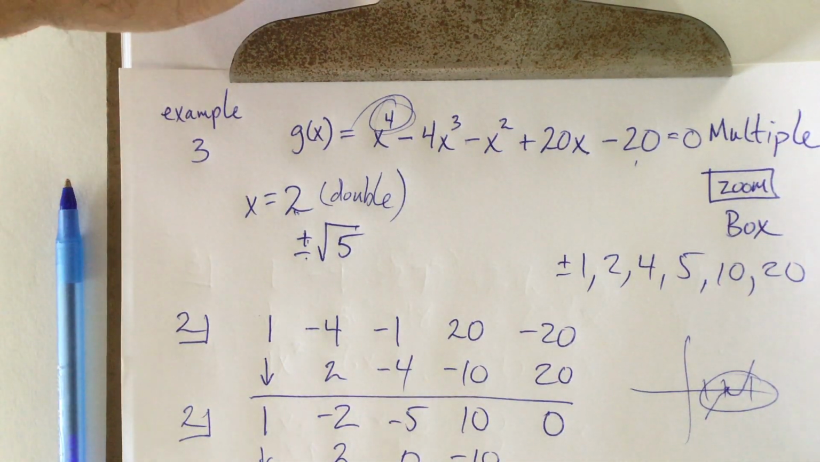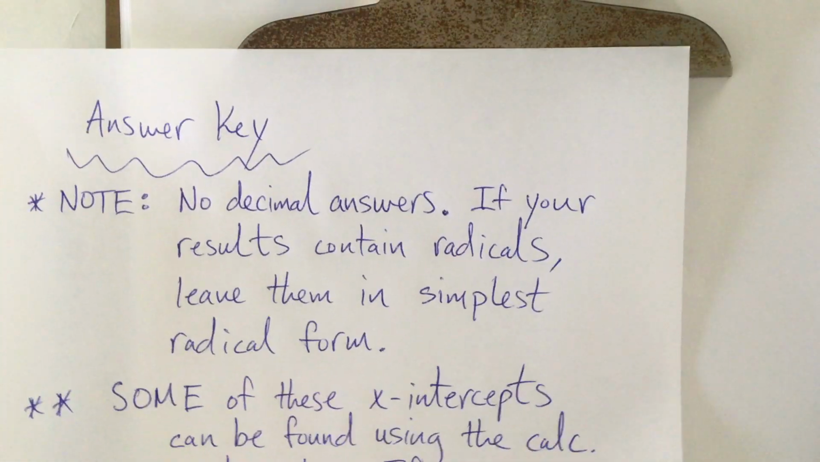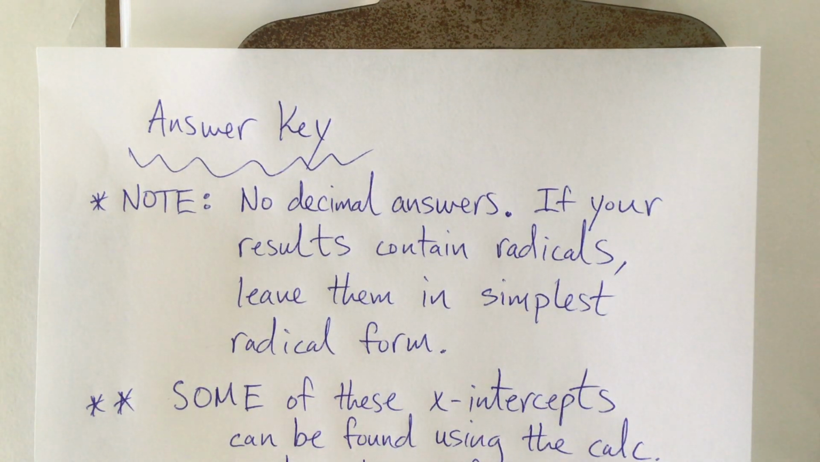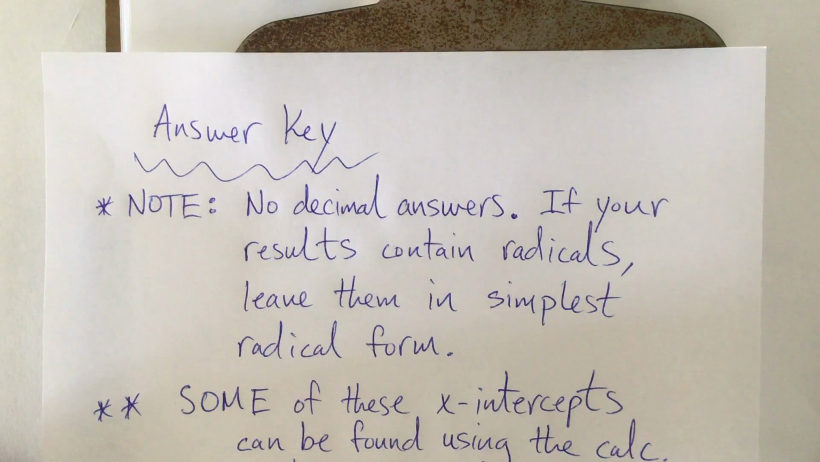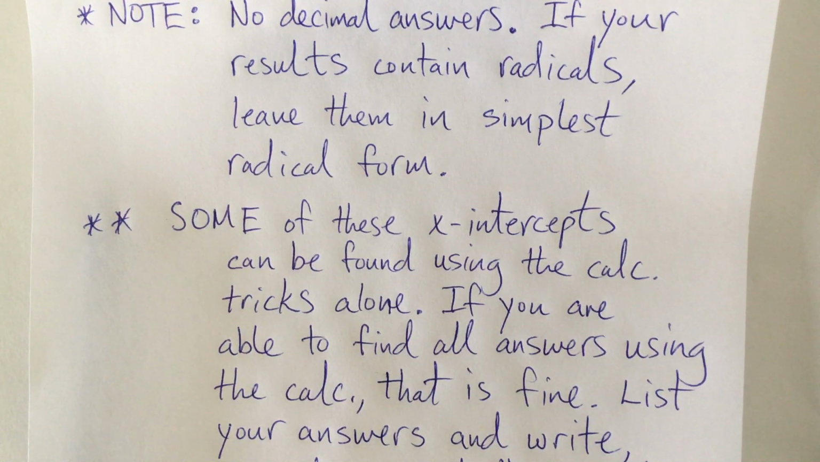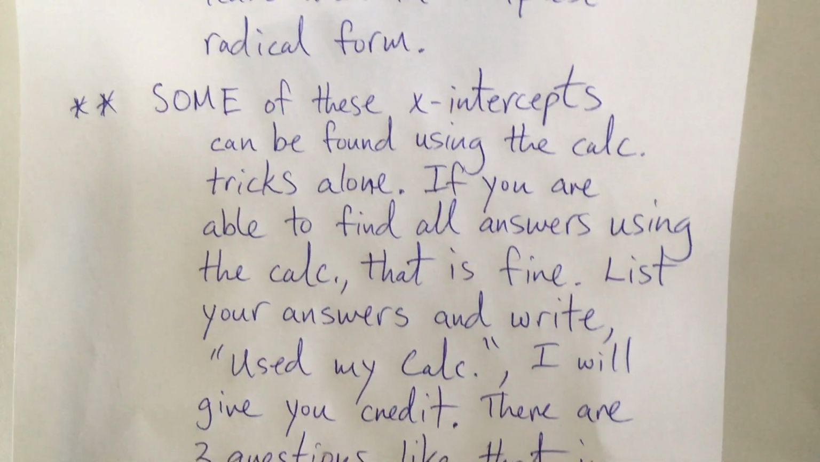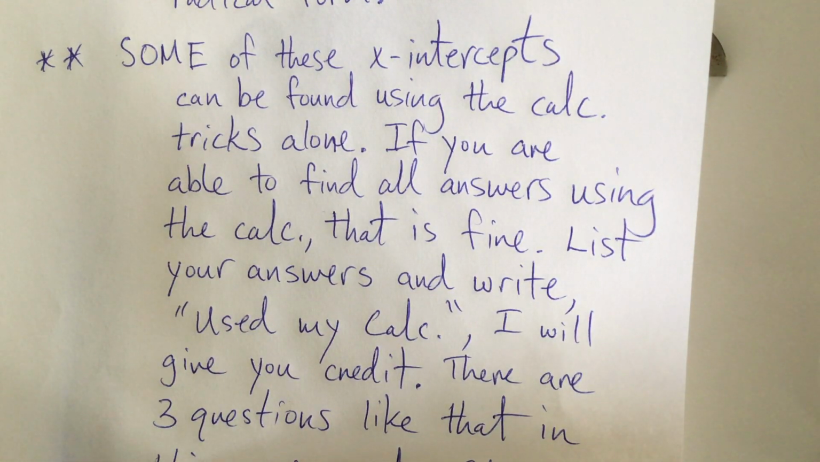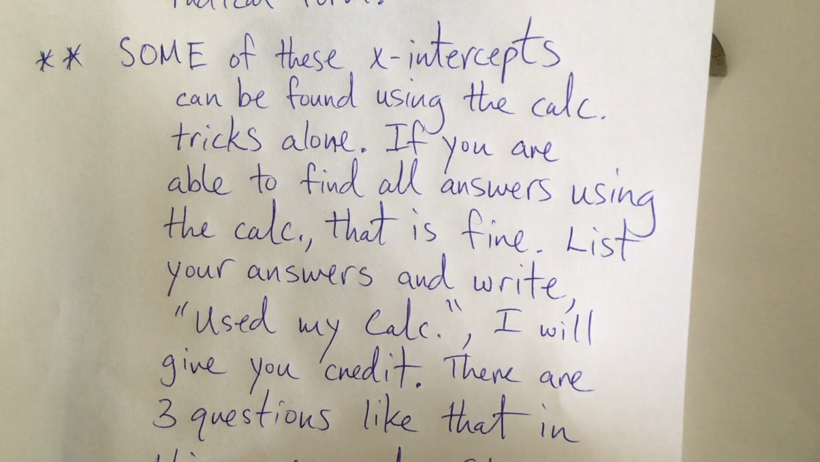Okay, guys, here we go. I wanted to show you those other added beautiful features of the calculator. First things first. When I show you the answer key, I want you to follow this. No decimal answers. When you take the assessment for this, I will not accept decimal answers. If you have radicals in your answer, leave them in simplest radical form. Then, some of these x-intercepts can be found using the calculator tricks alone. You can solve some of these. If you're able to find all answers using the calculator, that's fine. List your answers and write, used my calc. Okay? I will give you credit for that.